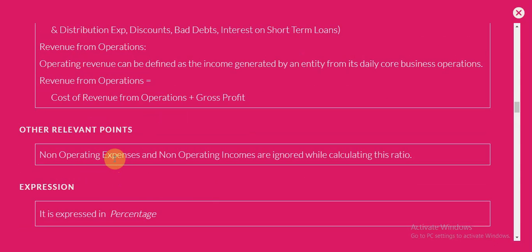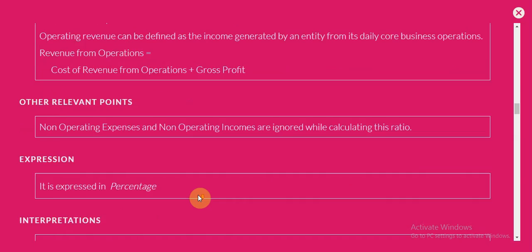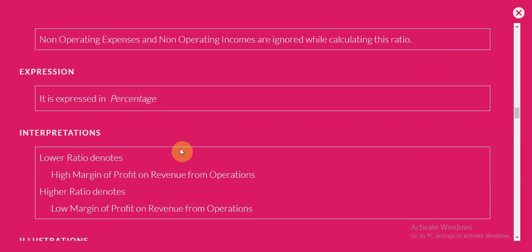And see friends, for calculating operating ratio, we need not consider non-operating expenses and non-operating incomes. So both non-operating expenses as well as non-operating incomes are ignored while calculating this ratio, because the name itself says it all. It is operating ratio. So all the items that are not relating to operation will be excluded or ignored while calculating this formula. This formula is calculated in percentage.